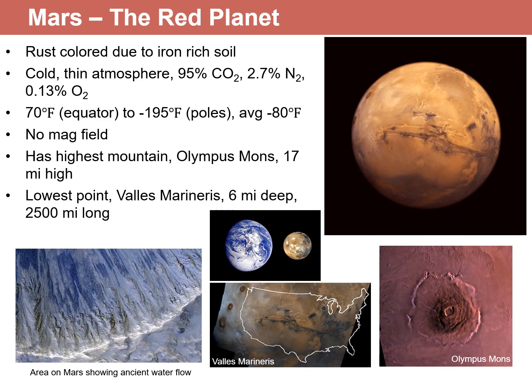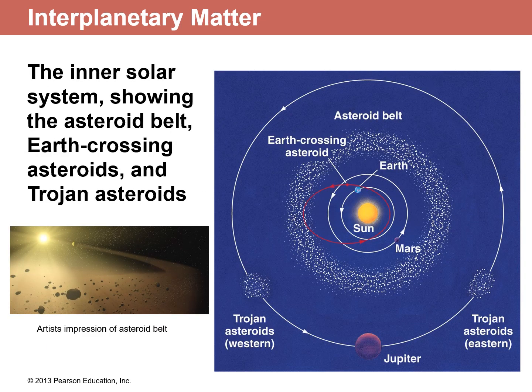So that's a few little facts about the first four planets. We've heard a little about Mercury, about Venus, about the Earth and Moon, and now Mars. Let's move on now to talk about interplanetary matter. When I talk about interplanetary matter, I talk about matter that's in between the planets. Okay? Here's a diagram of the inner solar system on the right-hand side.